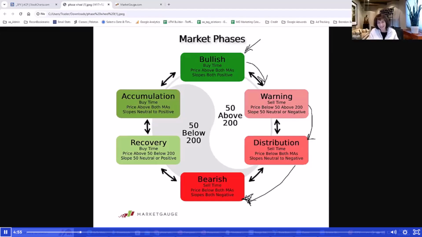Okay. Well, if bullish is euphoria, then bearish obviously is pessimism.